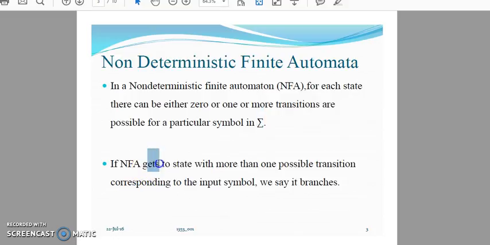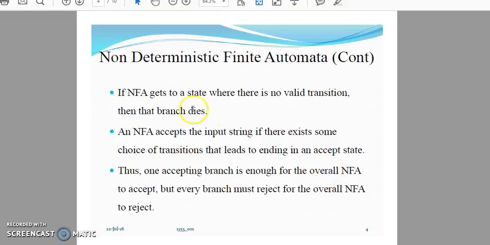If the NFA gets to a state with more than one possible transition corresponding to the input symbol, we simply call them branches, as we observe in a tree. If the NFA gets to a state where there is no valid transition, then the corresponding branch dies.